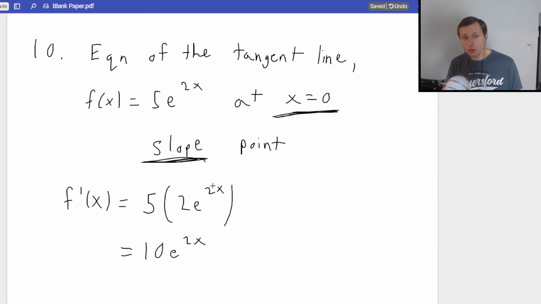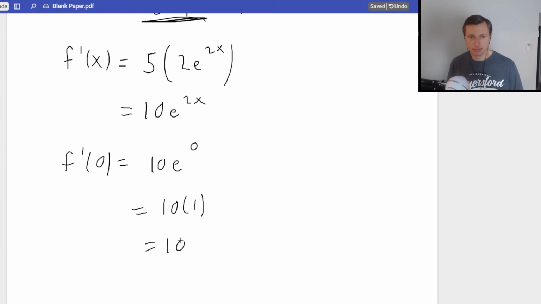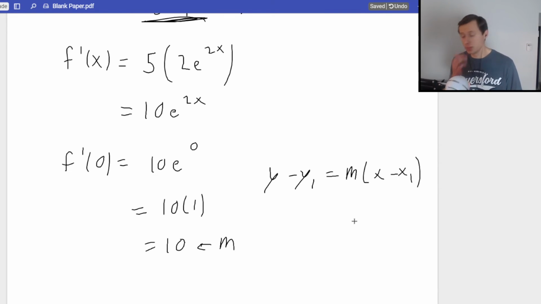So to find the slope at this point, plug in 0 for x. F prime of 0 equals 10 times e to the 0 power. What is e to the 0 power? For those of you who say 0, I don't know how you even passed algebra 2, but that's okay. E to the 0 power is actually just 1. 10 times 1, you're going to get 10. So 10 is our slope. 10 is m in that equation, y minus y1 equals m times x minus x1, point slope form, which I love so much.